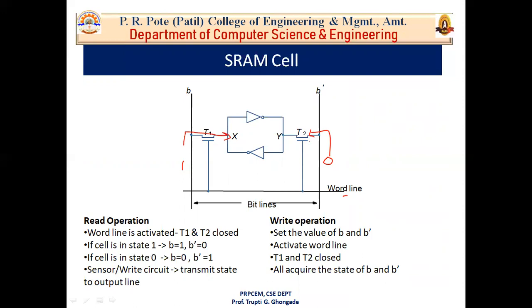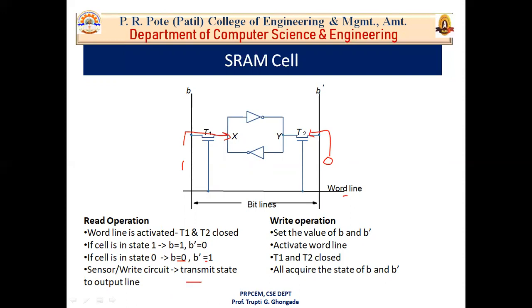Again, to conclude, I will brief on the read operation. The word line is activated. That means T1 and T2 are closed, that means both are in on condition. Now, if the cell is in state 1, B will have value 1 and B dash will have value 0. If the cell is in state 0, B will have value 0 and B dash will have value 1. Then the sense/write circuit will send it to the bit line and data is transmitted to the output line.